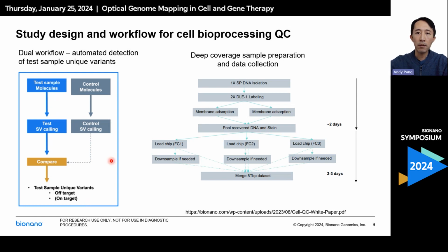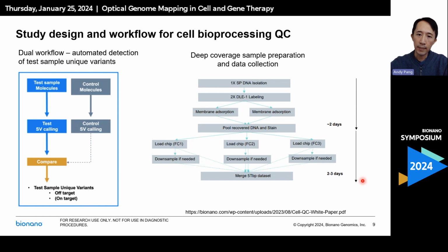As for sample preparation and data collection for the deep coverage workflow, you would still use the standard reaction of the SP DNA isolation protocol. You would need twice the reagent amount required for the labeling and staining steps. And then you would add the solutions to three flow cells. And then you would put that into the Saphyr instrument to collect data to a target total coverage of 5 terabase pairs. I'm also showing you here the time that is required for each step.